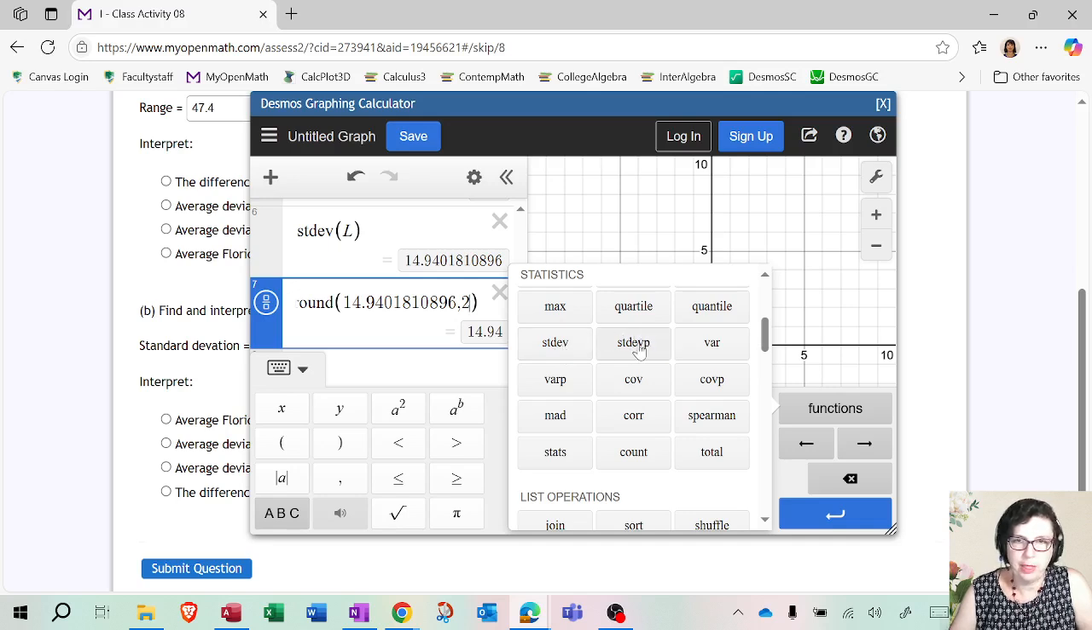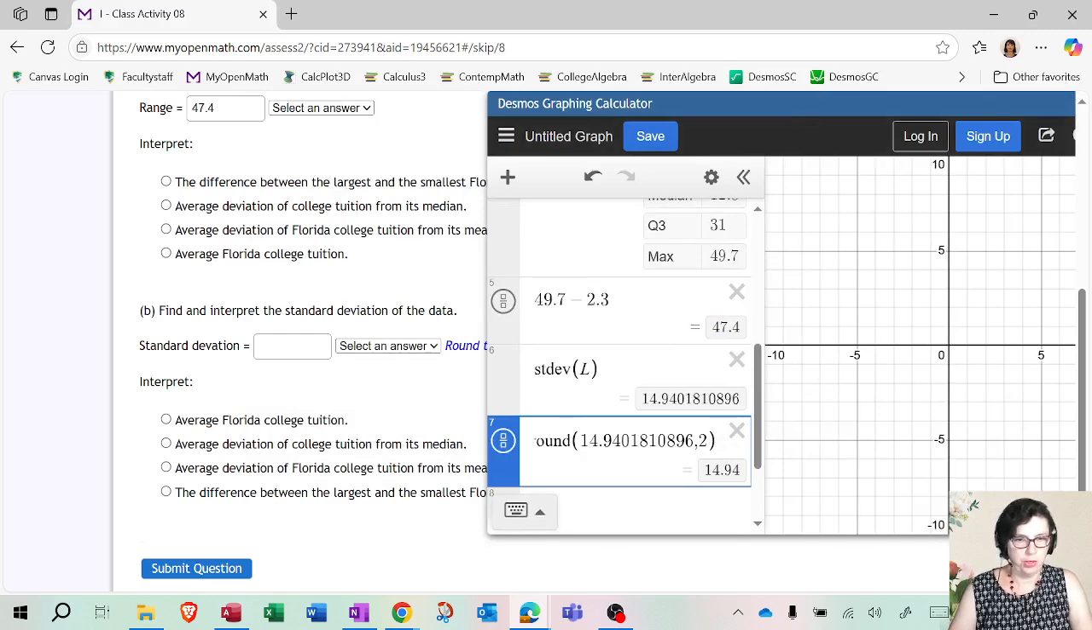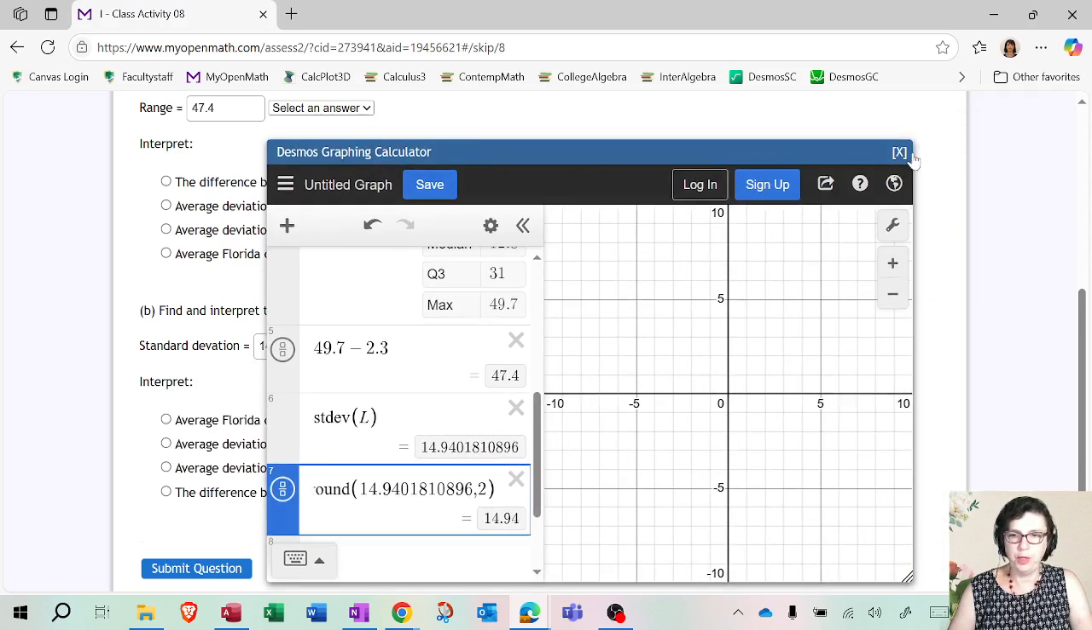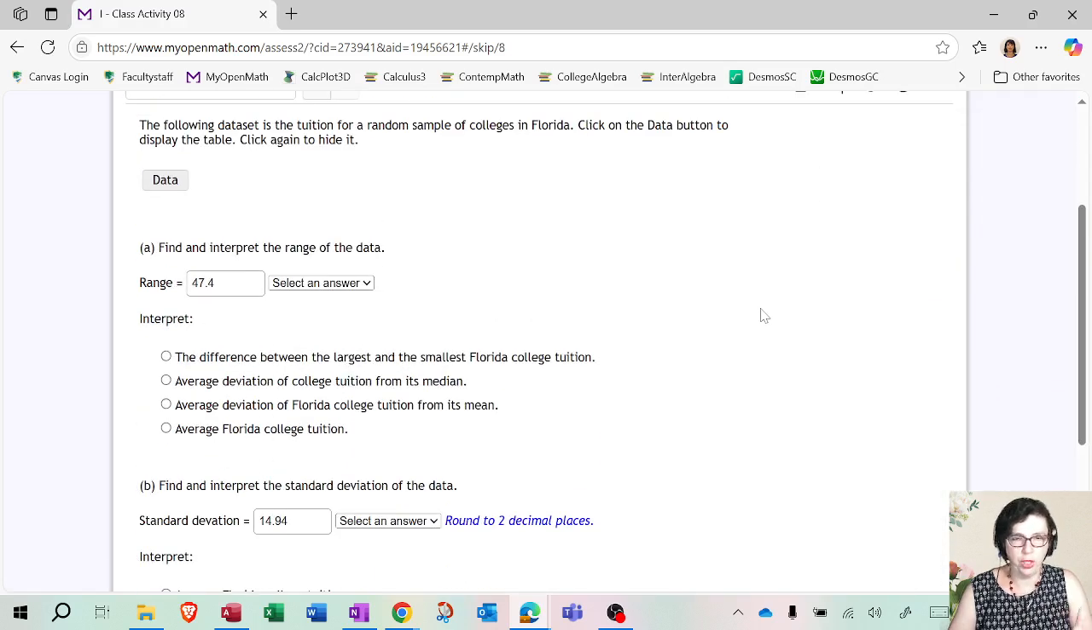Now this one has nothing to do with what you need because you're going to use the sample version of it. This is what's called the population standard deviation. You do not need it. So yours is stdev, which is what you're going to be using here. So this is 14.94.